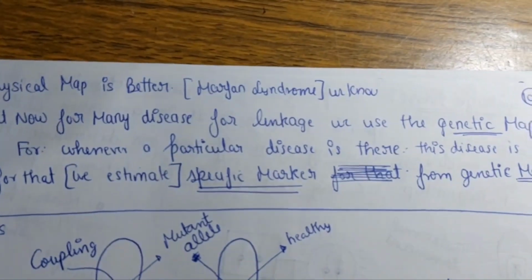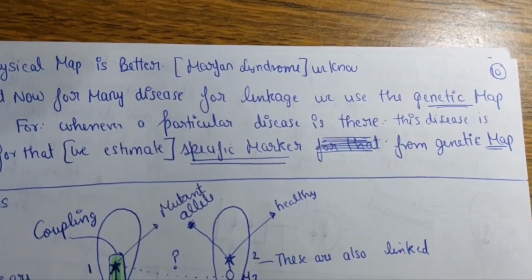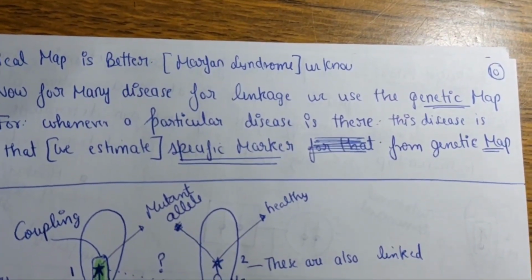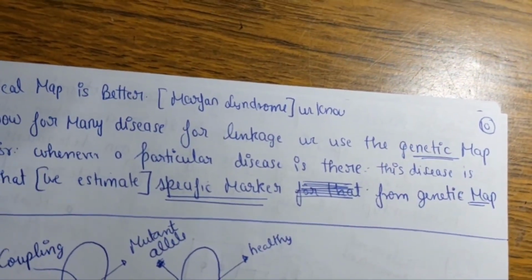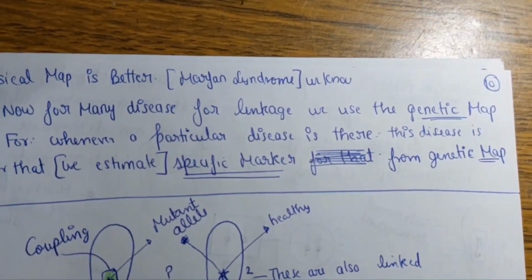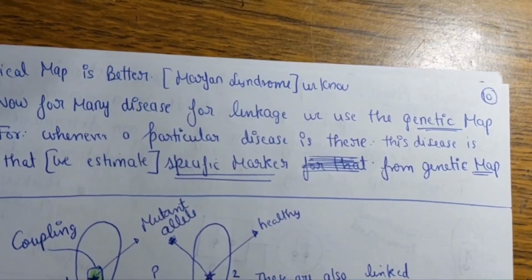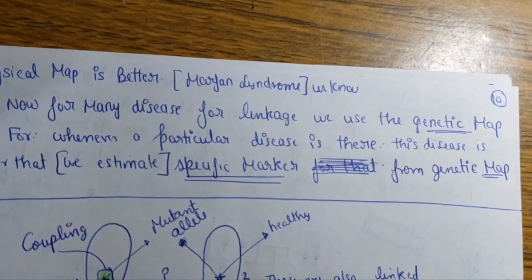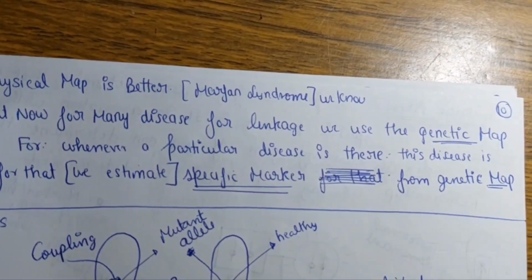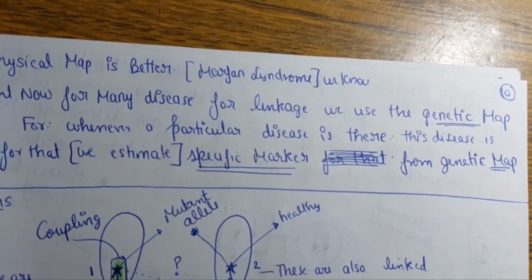Currently, for many diseases, for linkage analysis we use the genetic map. For example, when a particular disease is there and we don't know on which chromosome it is located or which gene is causing it, we identify specific markers and form the respective genetic map. Whereas for some diseases, such as Marfan syndrome, the physical map is already present, because we know which gene causes the disease, which chromosome number, and where on that chromosome the gene is located.